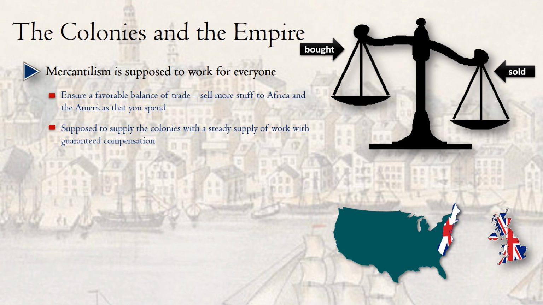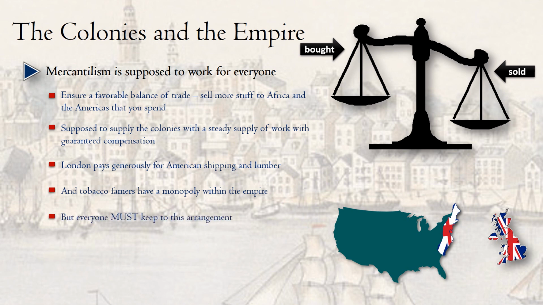It's supposed to supply the colonies with a ready supply of work with guaranteed compensation. And that's supposed to be to the colonies' benefit, right? London will pay generously for American shipping and for lumber and for other raw materials. And tobacco farmers are going to have a monopoly within the empire with guaranteed prices.